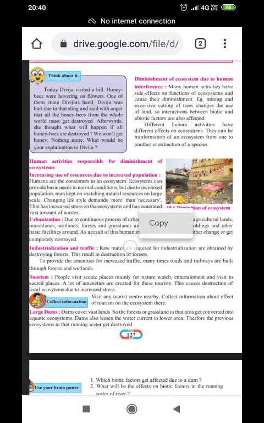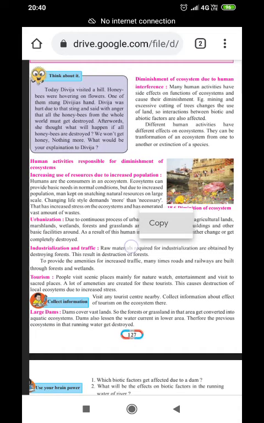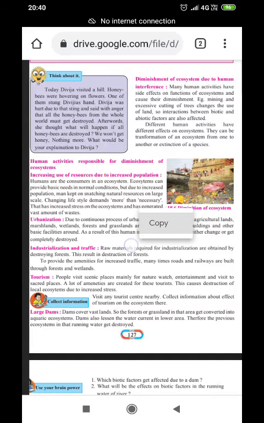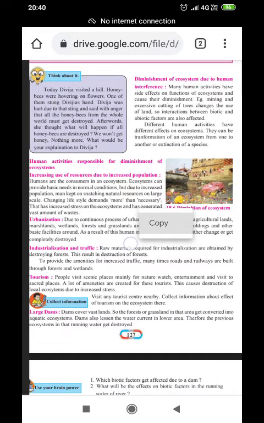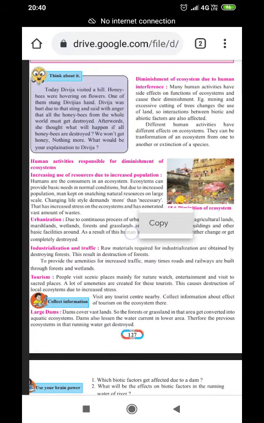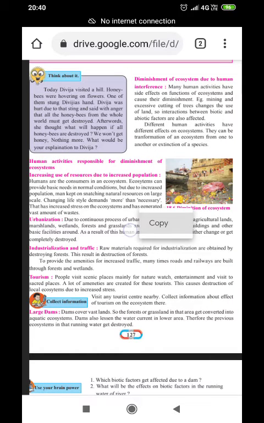Today, Divija visited a hill. Honeybees were hovering on flowers. One of them stung Divija's hand. Divija was hurt by that sting and said with anger that all the honeybees from the whole world must be destroyed. Afterwards, she thought, what will happen if all honeybees are destroyed? We won't get honey, nothing more. What would be your explanation to Divija?